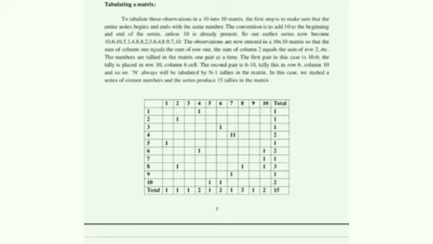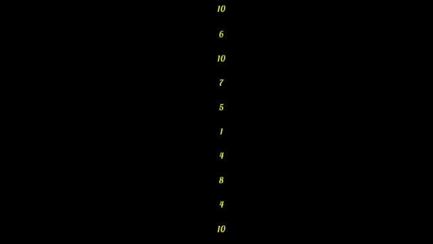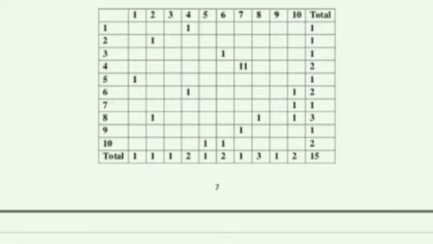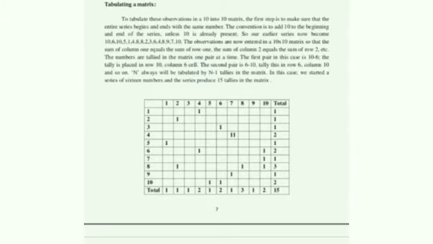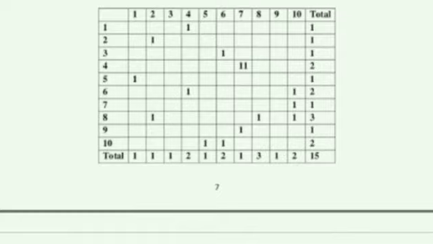Each number is entered in the form of a sequence or pair. We can see first is 10, 6, 6, 10. This kind of pair can be tabulated in the matrix table. The row of the matrix represents the first number and the columns the second number. The series begins and ends with the same number. And we can see different pairs: 10, 6, 6, 10, 10, 7.